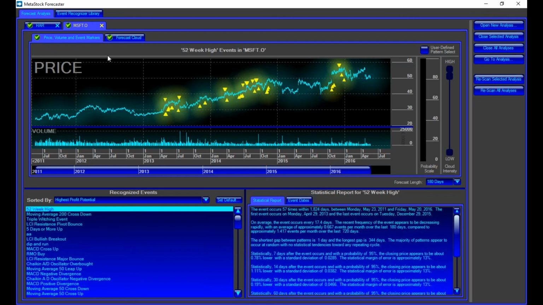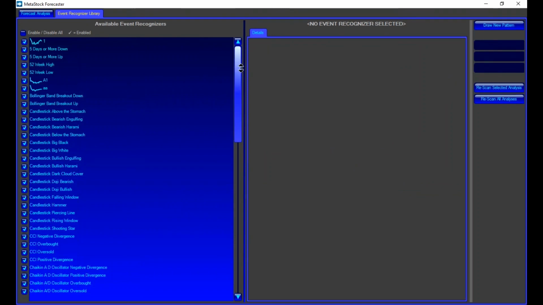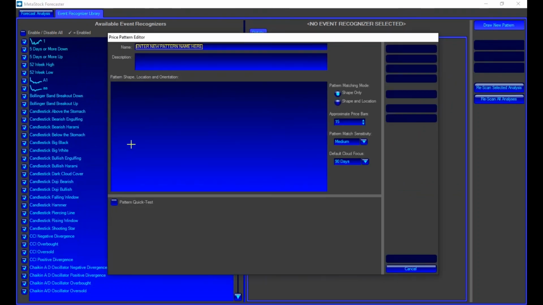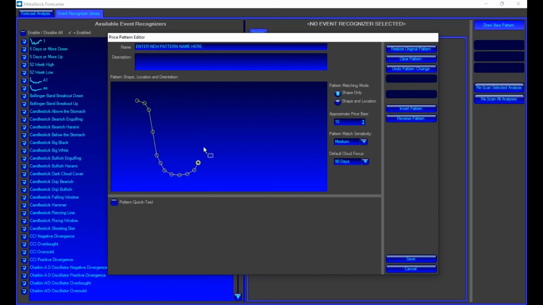So let's say that, let's draw a pattern. So let's say that we want a kind of a J-hook pattern. Let's say that we want it to start up here. We're going to come down, and we want to catch an instrument right around this area. Don't want to catch it at the top. We want to catch it right at the bottom as it starts swinging up if we're more of a trend trader. Okay? So I'm going to enter a name.